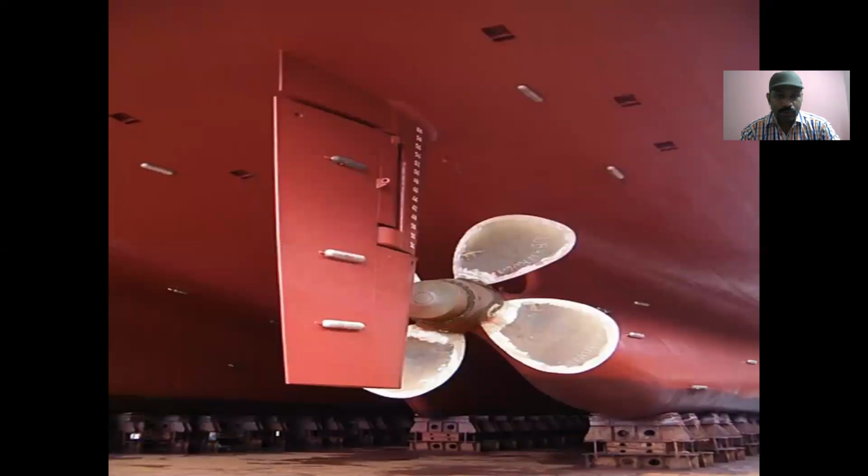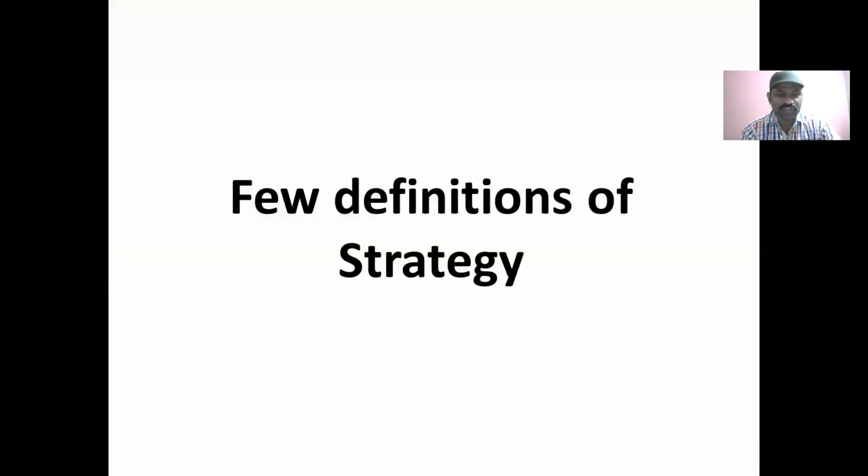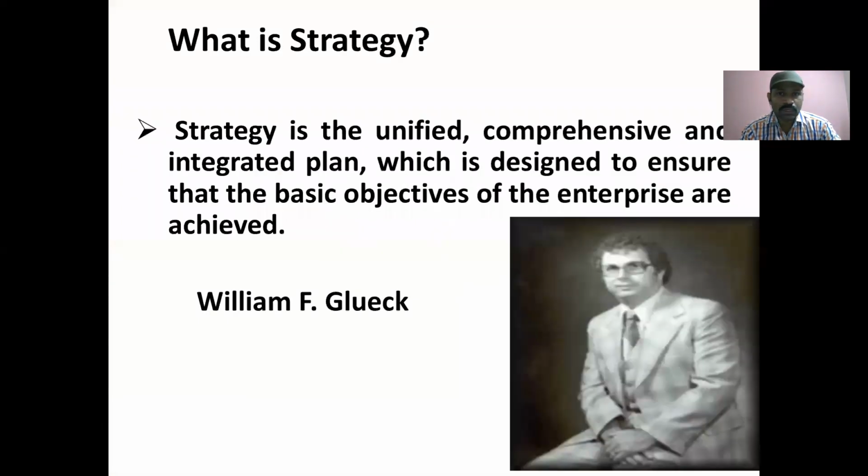Okay? And here, friends, let's take a look at a few definitions of strategy. Let's understand a few definitions of strategy given by a few prominent authors in the subject of strategic management. This is a definition of strategy given by William F. Gluck. William F. Gluck is a popular author in the subject of strategic management. He defined strategy like this. He said, strategy is a unified, comprehensive, and integrated plan which is designed to ensure that the basic objectives of the enterprise are achieved.